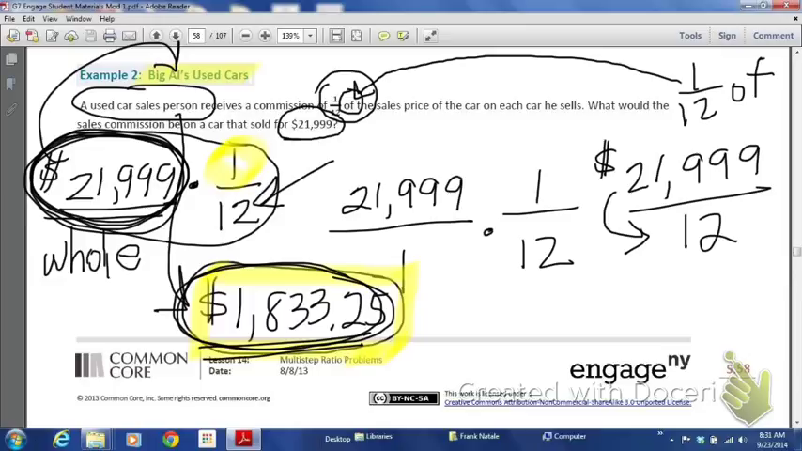But Big Al later on will have to take that off. We're not concerned about that, though. All we're concerned about is we're trying to find out 1/12 of this number to get our commission, or what our used car salesperson was paid. Okay.